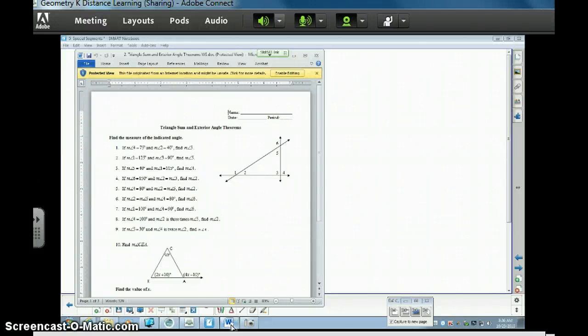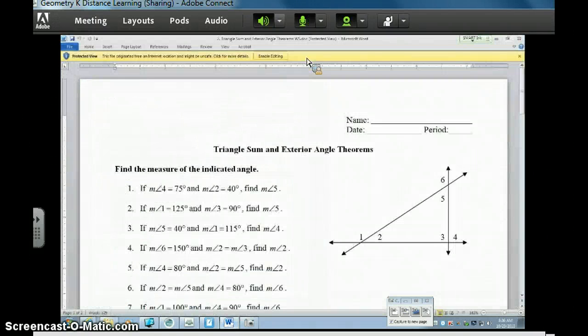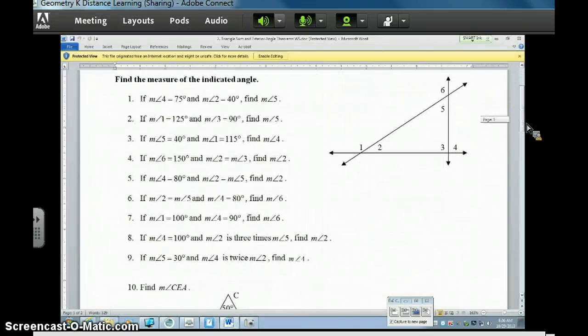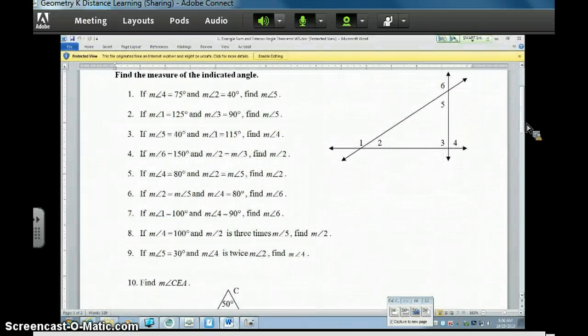Number 1 from our triangle sum and exterior angles worksheet. If angle 4 is 75 degrees and angle 2 is 40 degrees, find the measure of angle 5. If y'all remember, we learned a shortcut theorem. I called it a shortcut theorem, and it says the sum of the remote interior angles equals the exterior angle. So you actually add these two up, and it equals that one.